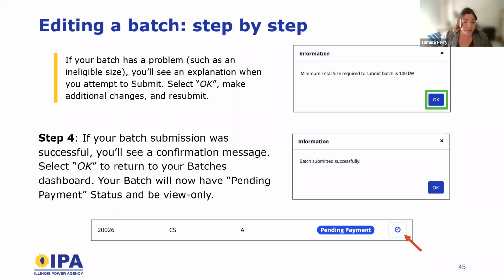Very important to note, once you see the batch submitted successfully message, this is the step that will create the timestamp for your submission. And this is the point at which capacity will be allocated from the program. Okay, next slide.